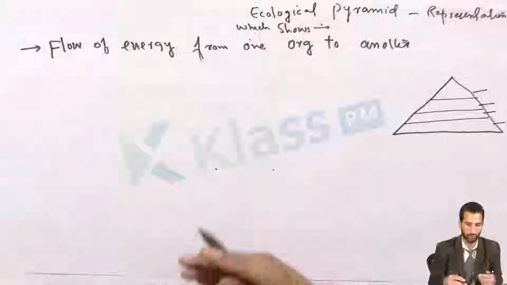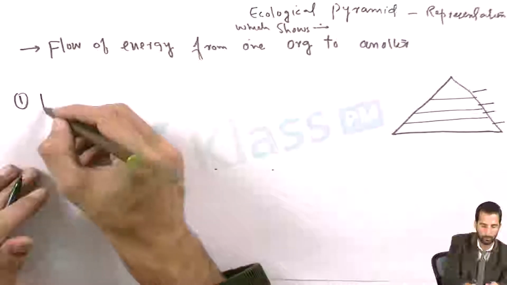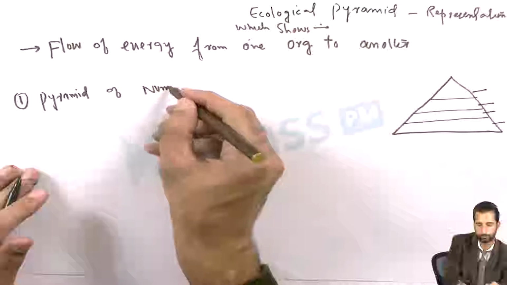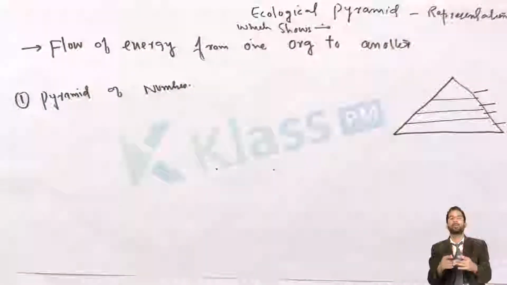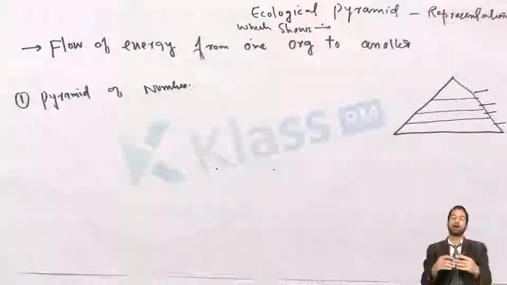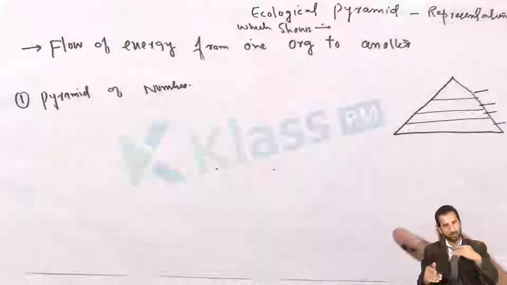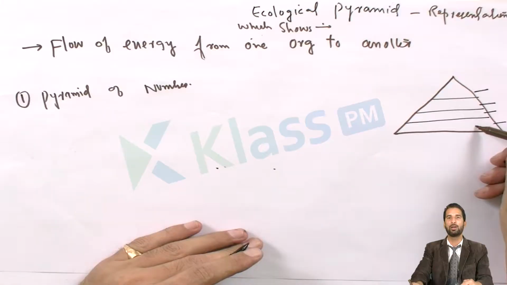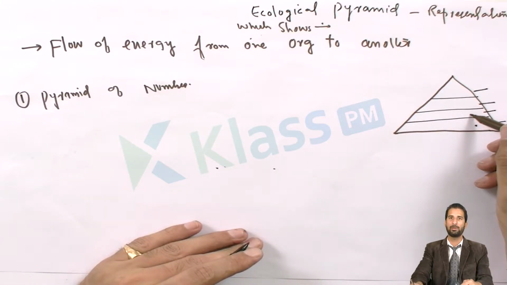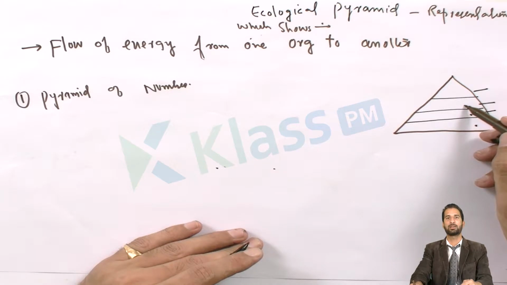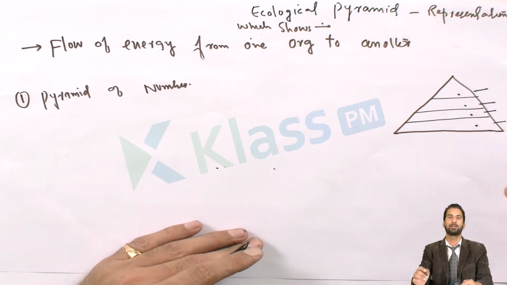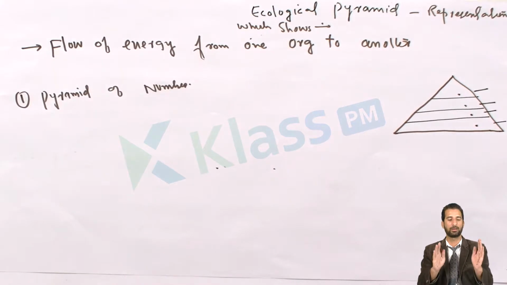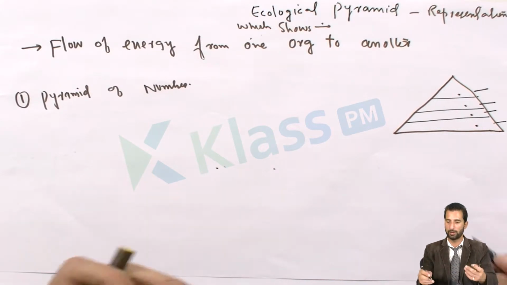So first and foremost is the pyramid of number. Pyramid of number simply means the number of organisms at successive trophic levels: the number of organisms in this trophic level, the number in the next trophic level, and the number in this very trophic level. Simply, this tells you the concept of the pyramid of number. So I will explain it here.